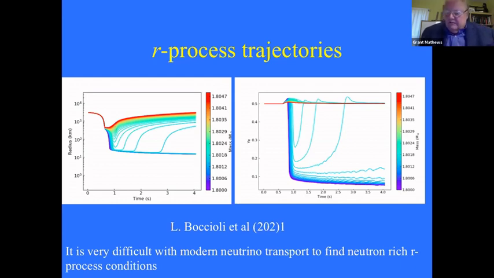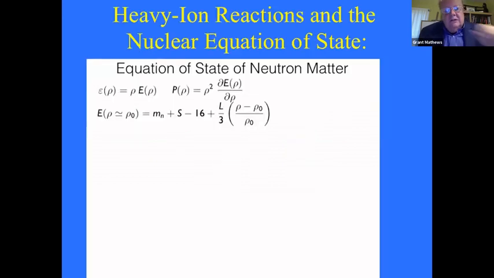And Taka showed that probably the neutrino-driven wind only forms the lighter nuclei, if anything, although it's probably valuable for the p process and the nu p process.